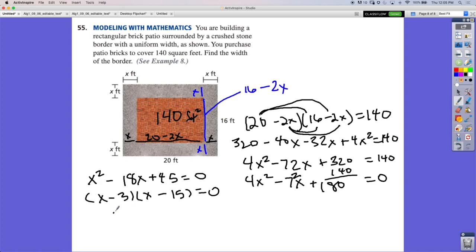So my answers are going to be 3 and 15. Well, let's think of this logically. Can x be 15 feet? No, it cannot, because this whole entire thing is 16. So that means that my only answer for this is 3.